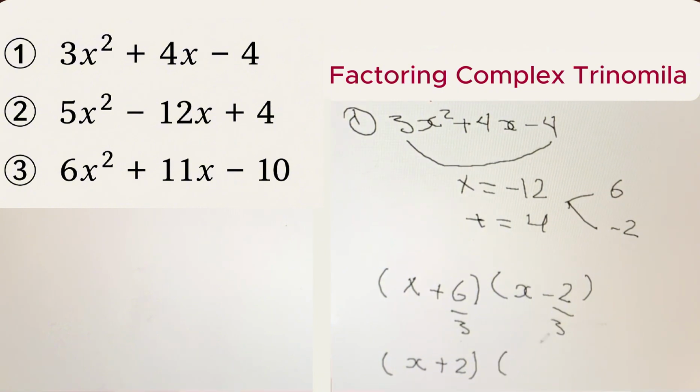But here you cannot divide 2 by 3, so what you do is take that 3 and stick it right by the x. So it becomes 3x minus 2. Close the bracket. And this is the answer to the first question.